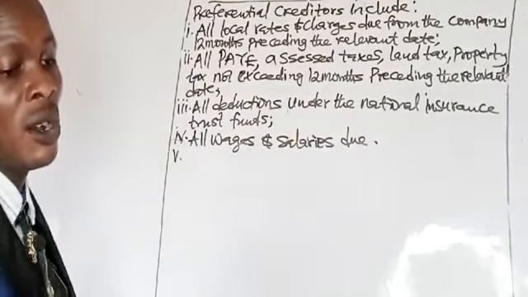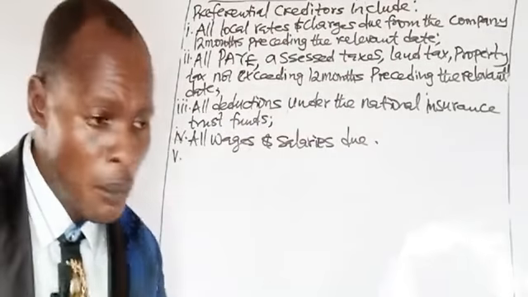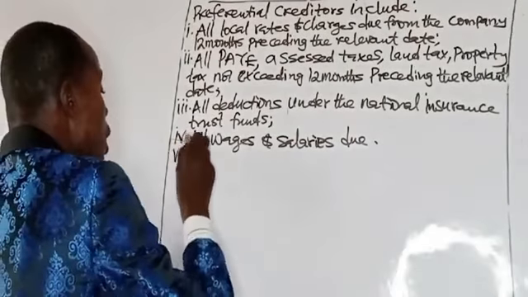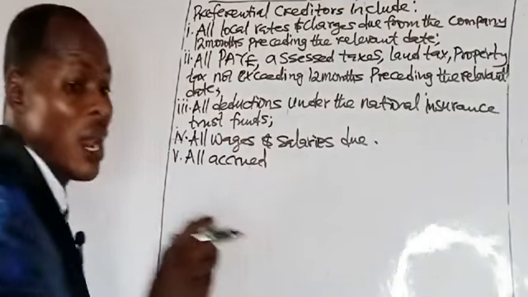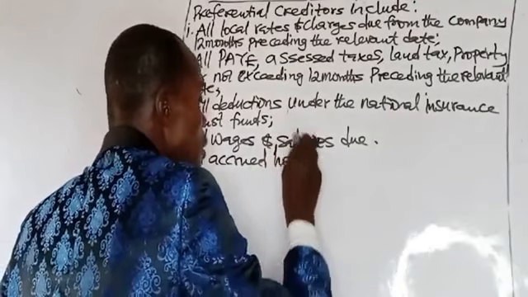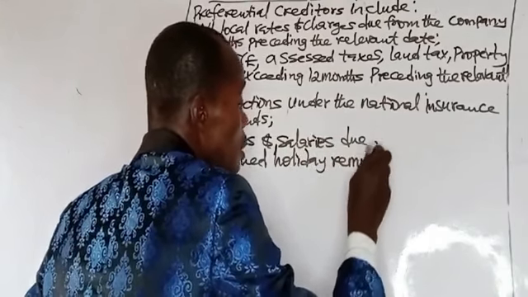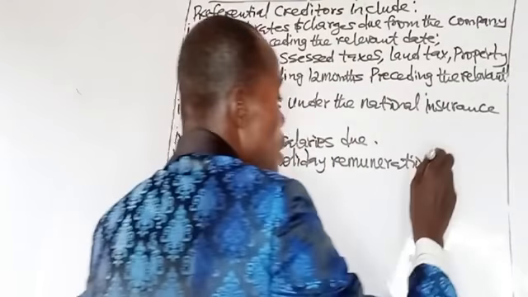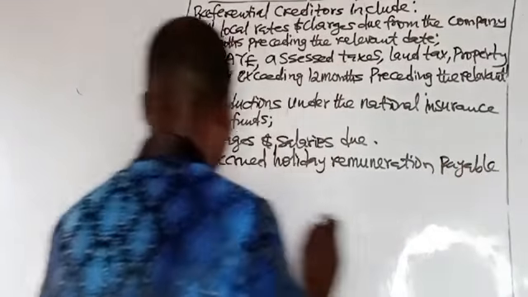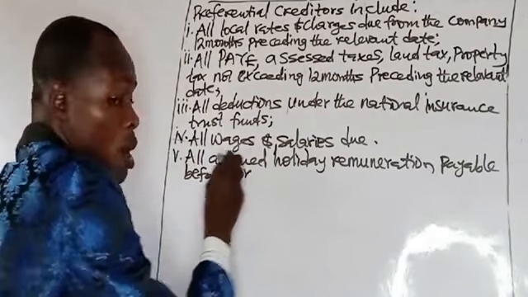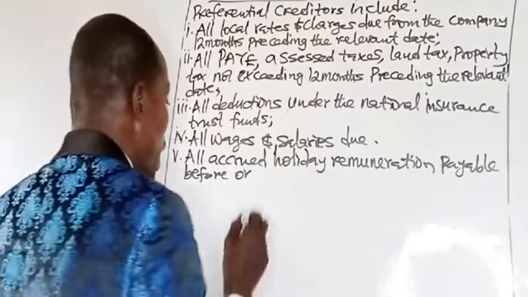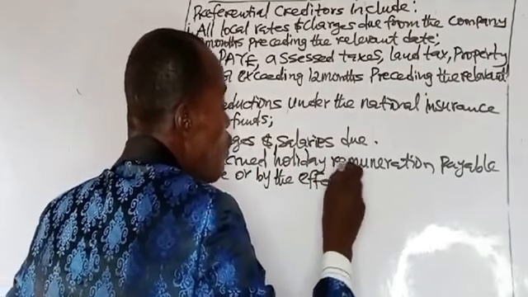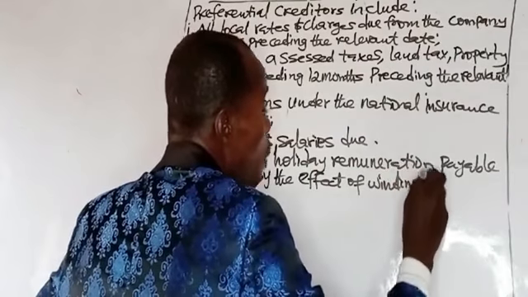Number five, all accrued holiday remuneration payable before or by the effect of a winding up order.